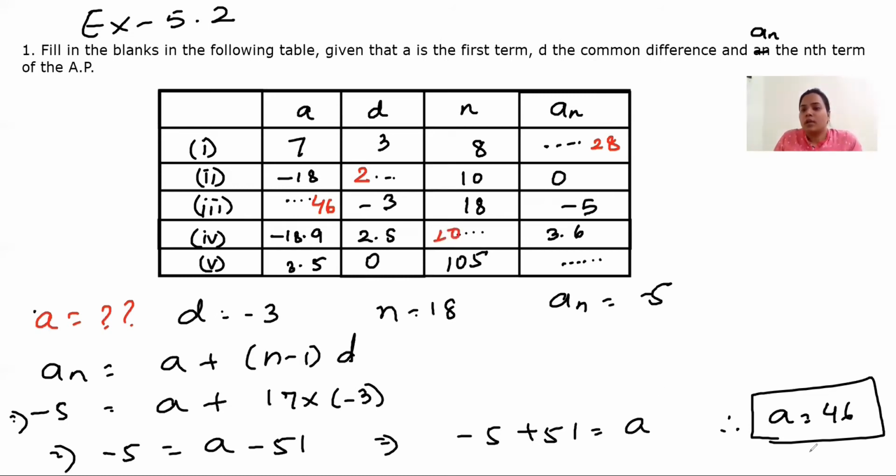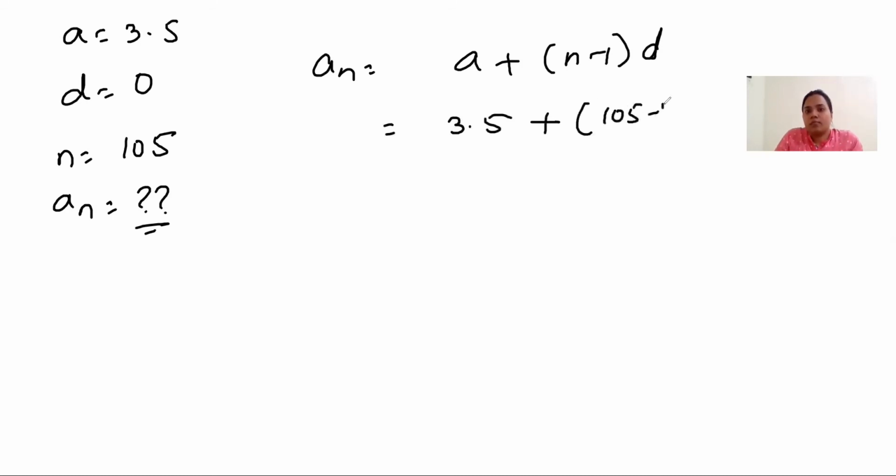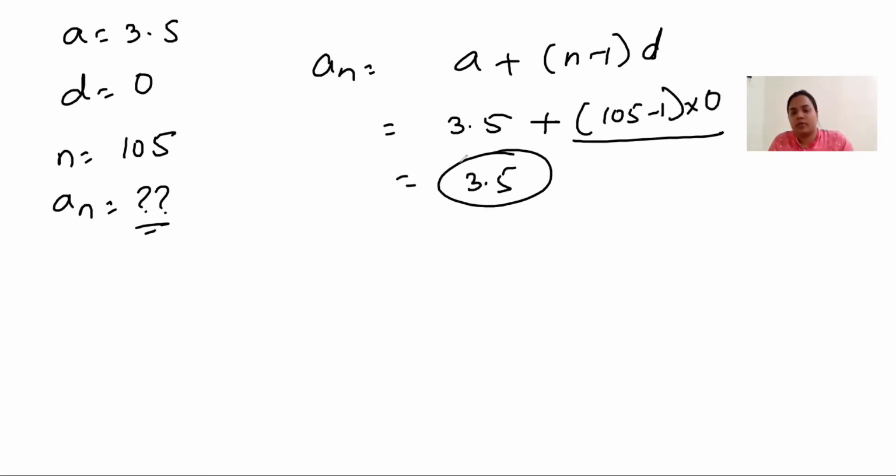Now the last question, a is 3.5. d is 0, n is 105. We have to find an. So an is equal to a plus n minus 1 d. a is 3.5 plus 105 minus 1 into 0. This whole term will become 0 and the answer will be 3.5. It means d is 0. So all the terms will be equal. We have to find 1000th term, 2000th term. That will be the same as the a if d is 0. Fine. Let's move to the next question.